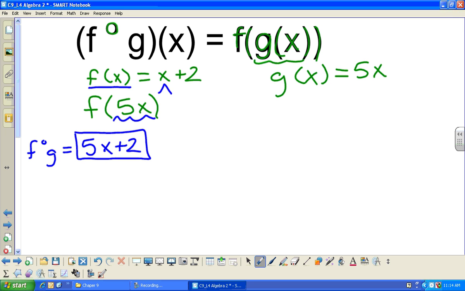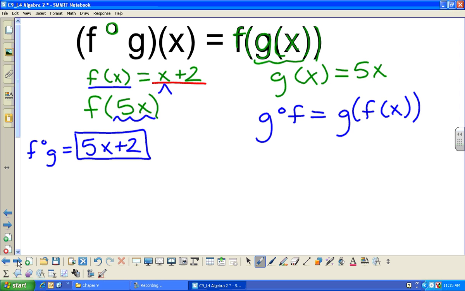Now, just like how you have f of g, you could also have g of f. g of f is saying that the function of f is inside the function of g. So I know my function of f is equal to x plus 2. So instead of writing function of f here, I'm going to write x plus 2, because that is what the function of f is equal to.